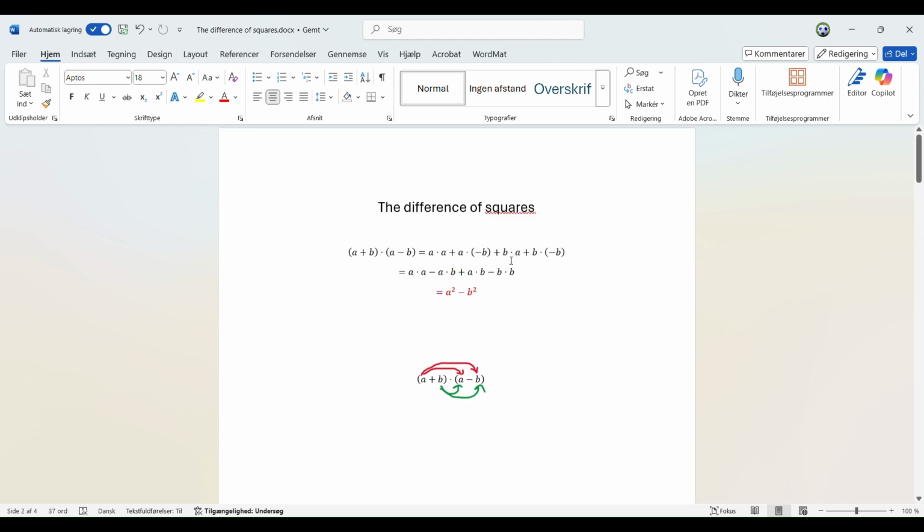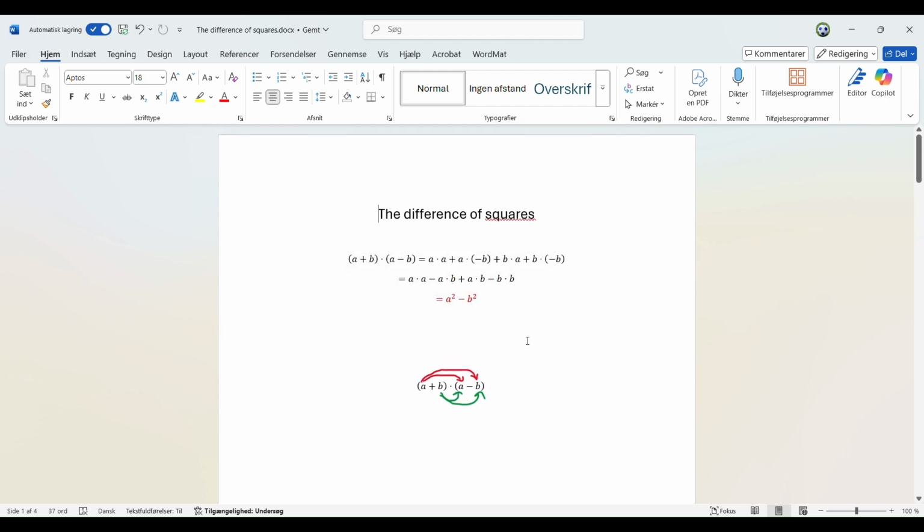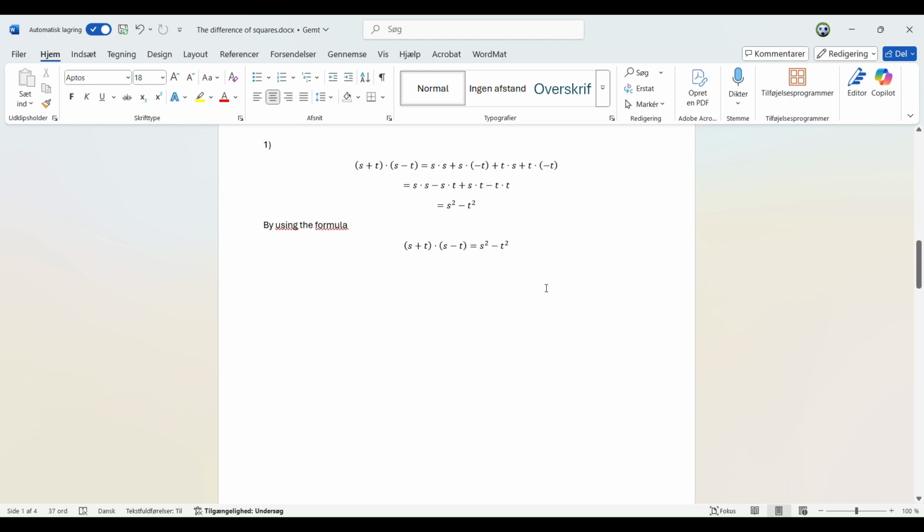Had we just used this formula right here, we could just have said the first term squared, that's s squared, minus the second term squared, that's minus t squared. So that would be by using the formula up in the beginning.